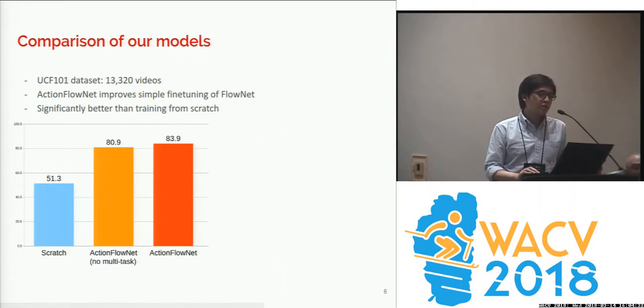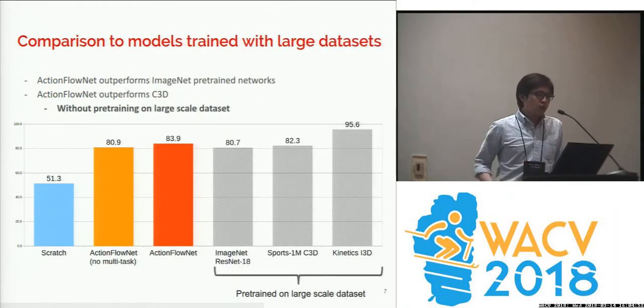So we conduct our experiment on the UCF101 dataset, which consists of 13,000 videos. We see that our ActionFlowNet improves our simple fine-tuning of FlowNet by 3% and is significantly better than training from scratch. Shows that the motion representation is important for action recognition. When compared to the model trained with large dataset, which is an unfair comparison because we are training only with 13,000 labels, ActionFlowNet still outperforms the ImageNet pre-trained networks, and also outperforms the very popular C3D model without pre-training on large-scale dataset. It is only inferior to the model that is recently released with pre-training on the large Kinetics dataset.